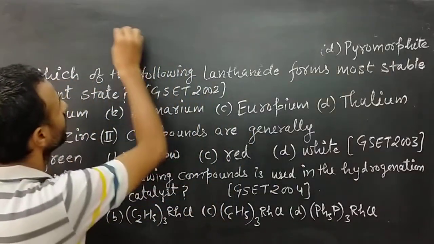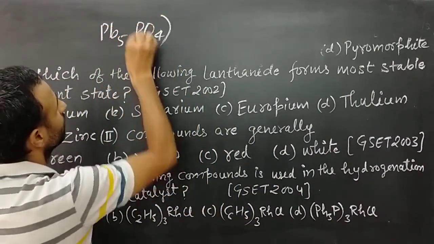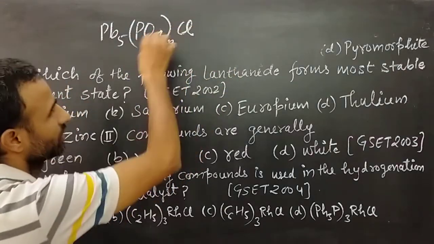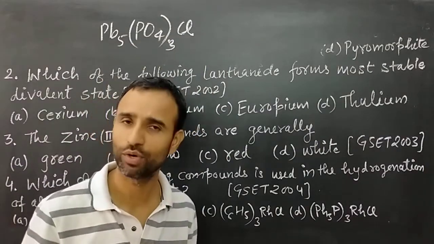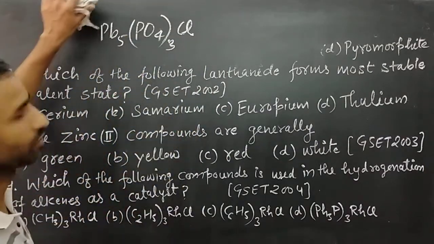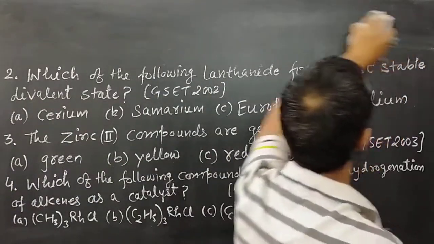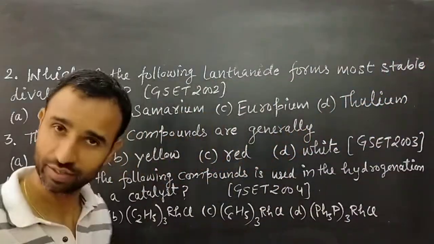Pyromorphite is actually lead chlorophosphate, and sometimes it is also mined for the isolation of lead. So the answer to the first question is galena. The most important ore of lead is galena, keep in mind.